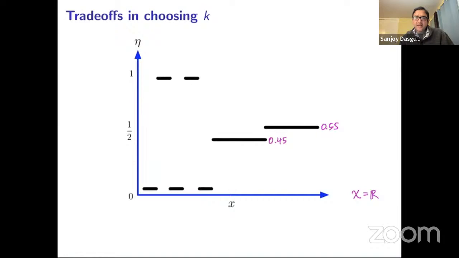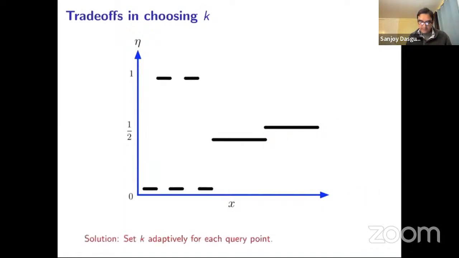Just a picture like this really makes it seem that maybe k should be chosen in an adaptive way, where the right thing to do over here is to pick a small value of k in this part of the space and a much larger value of k over here. Okay, and how would one do that? Is there a simple way to do that?